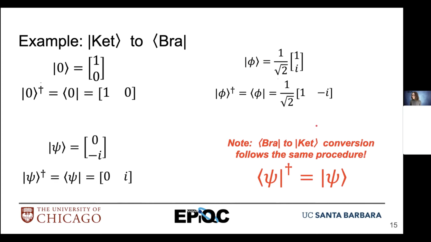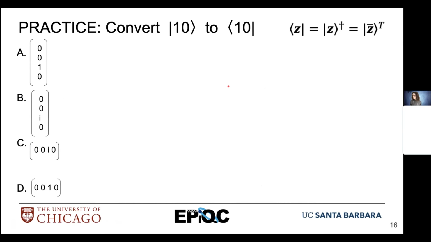So if we were wanting to convert from a bra to a ket, we follow the same procedure. We take the conjugate transpose in order to get the corresponding ket for a row vector bra. So let's do an example. Here we're going to convert ket 1, 0 to bra 1, 0. This one's a little tricky, so we'll see what y'all think about it. Remember what our ket notation stands for. It's going to be a column vector. So go ahead and try this problem out.